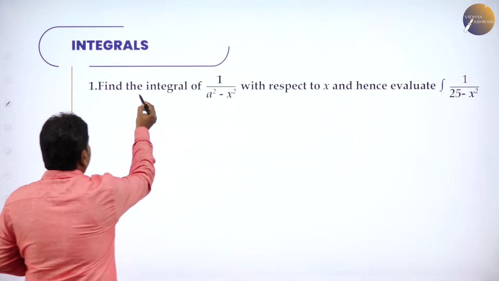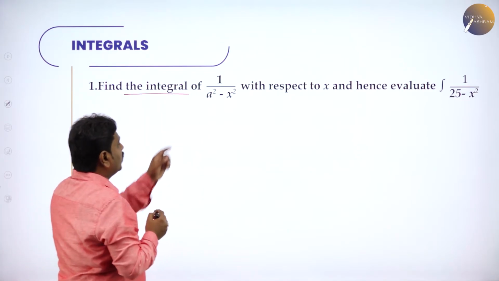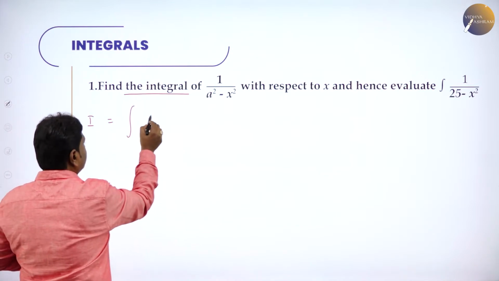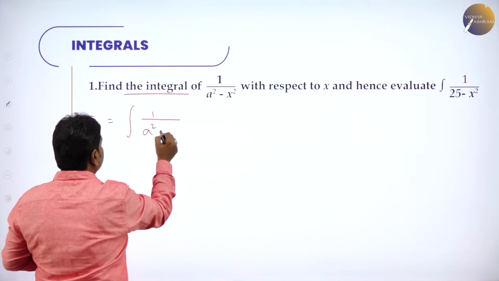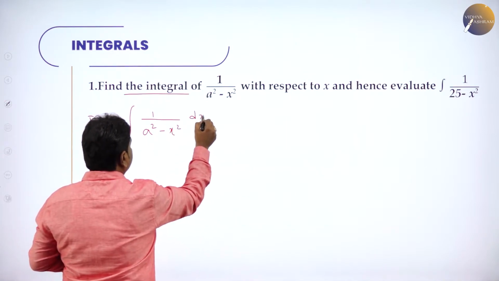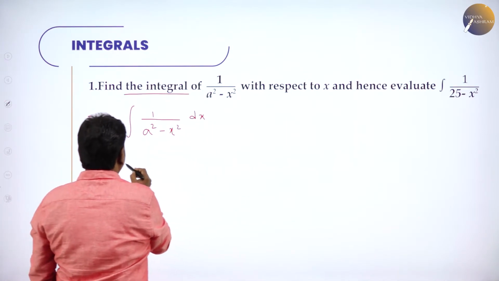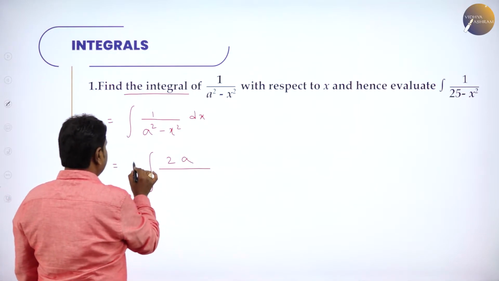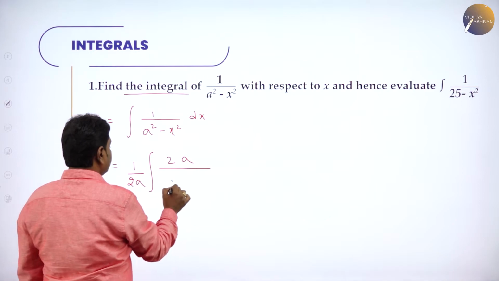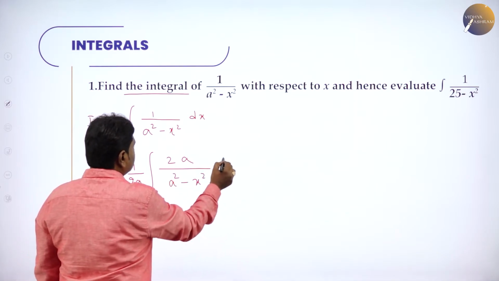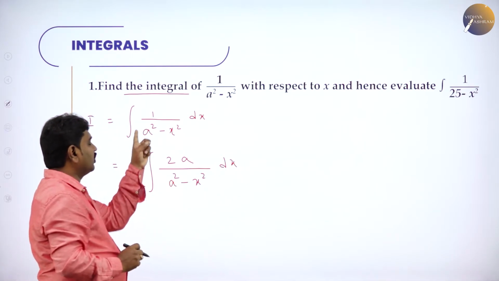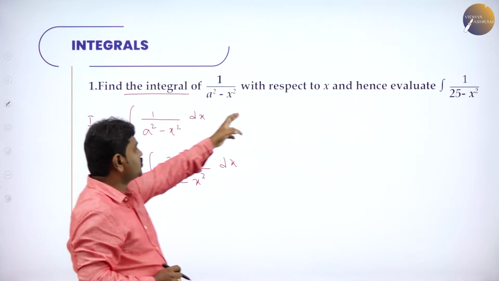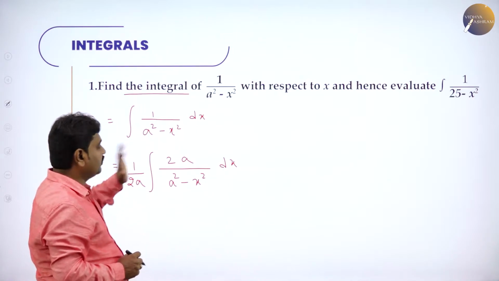So now they wanted to find what? The integral of 1 by a square minus x square. So I'll take I is equal to the integral, this is the symbol, 1 by a square minus x square with respect to x, dx. This is the question. Can I write this, I'll divide and multiply by 2a: 2a divided by 2a times a square minus x square. This is the given question, the integral of 1 by a square minus x square dx. Integral means this is a symbol, with respect to means into dx. I have written the given problem.